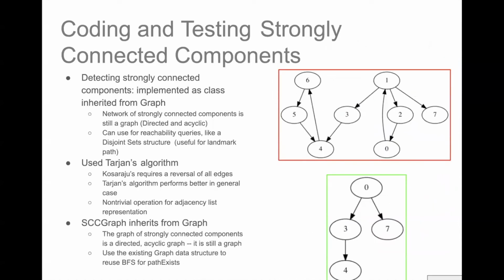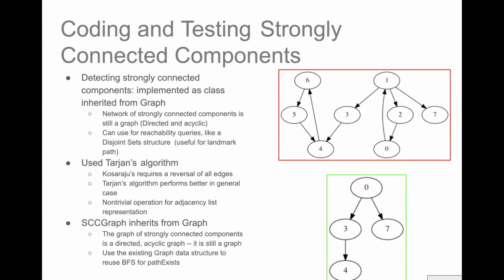So, coding and testing strongly connected components. We detected strongly connected components using Tarjan's algorithm. We chose Tarjan's algorithm because it was the superior algorithm for us compared to Kosaraju's algorithm, because Kosaraju's algorithm required a reversal of all edges, and also Tarjan's algorithm worked better for us in a real life scenario.